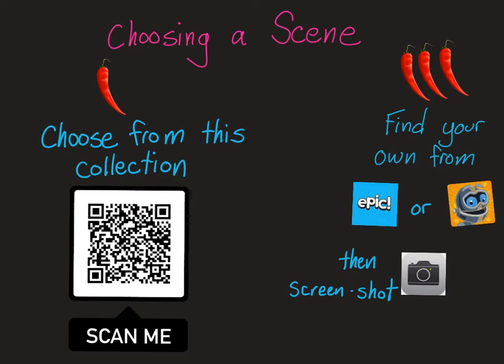Or you can find your own from something you've read on Epic or Raz Kids. So if you choose to find something on your own, you're going to have to take a screenshot of that to use while you're making your puppet show. So if you haven't, take a screenshot of this page so you have the QR code, or scan this QR code.